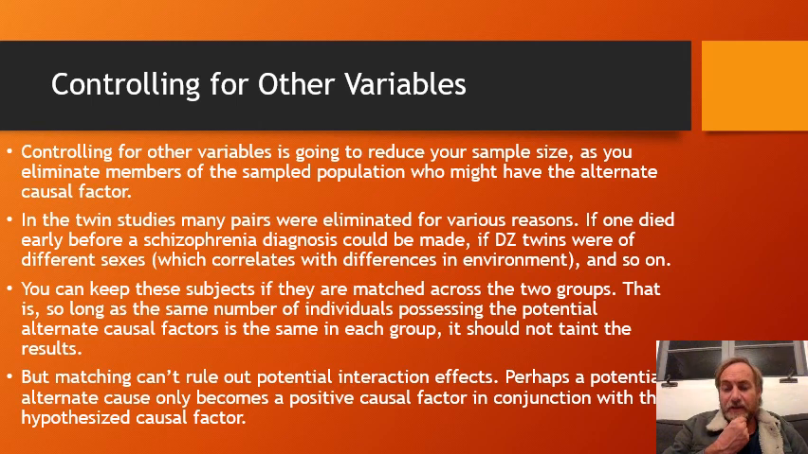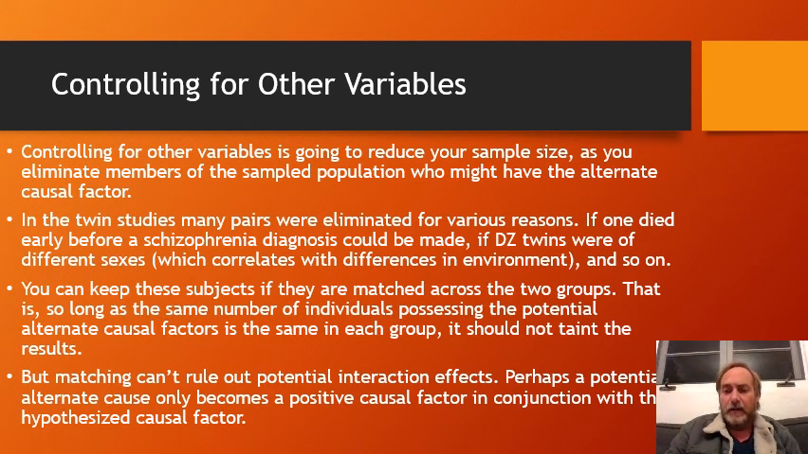One way to control for variables is, if you can think of an alternative causal factor, you can look through your sample, and if anybody has that alternative causal factor, you can just pull them out. You can eliminate them from the study. That would work, but it's also going to reduce your sample size, and you would like to keep your sample as big as possible.